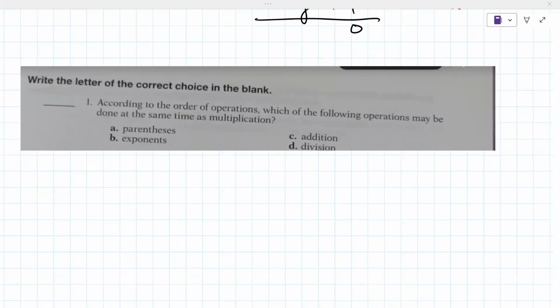So I think we've got enough time to finish this other one here. It says write the letter of the correct choice in the blank. According to the order of operations, which of the following operations may be done at the same time as multiplication? What do you think here?